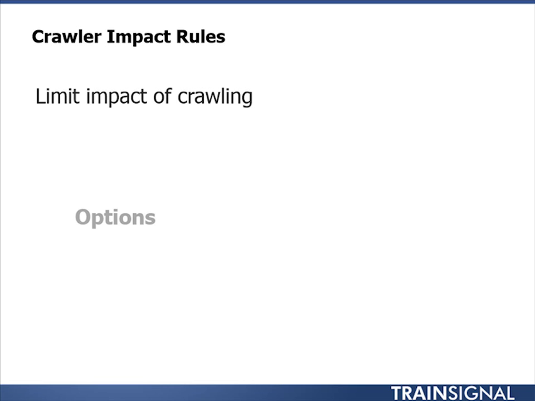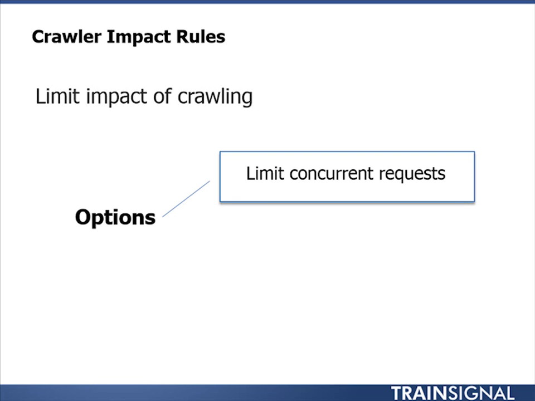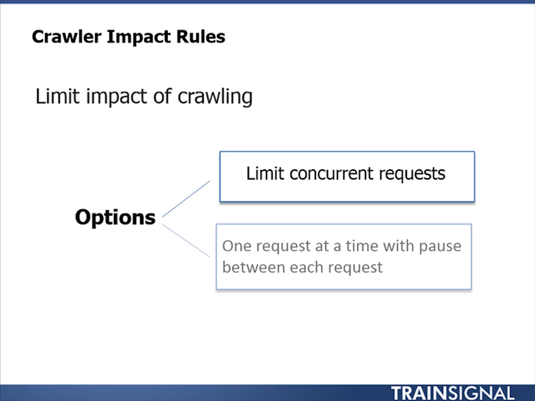My crawler impact rules allow me to limit the impact of crawling, and I can do this in one of two ways. Either A, I can limit the number of concurrent requests, or B, I can tell it to do one request at a time and then pause between each request. Let's say, for example, that I was crawling maybe a public-facing site. I can do this by setting up a rule. How would this look? Well, it would look a little bit like this.